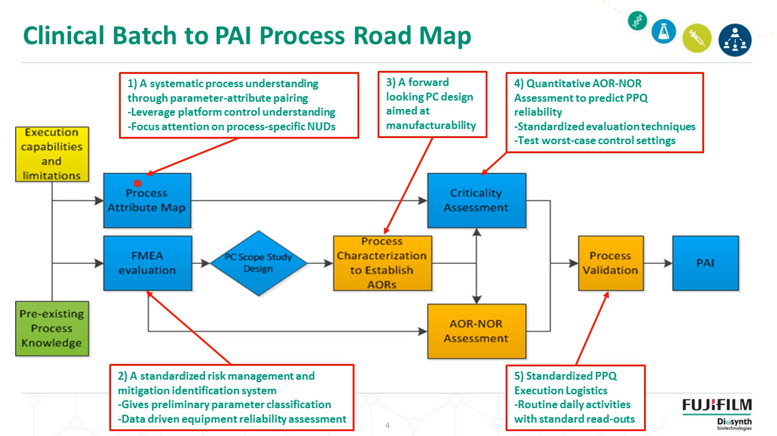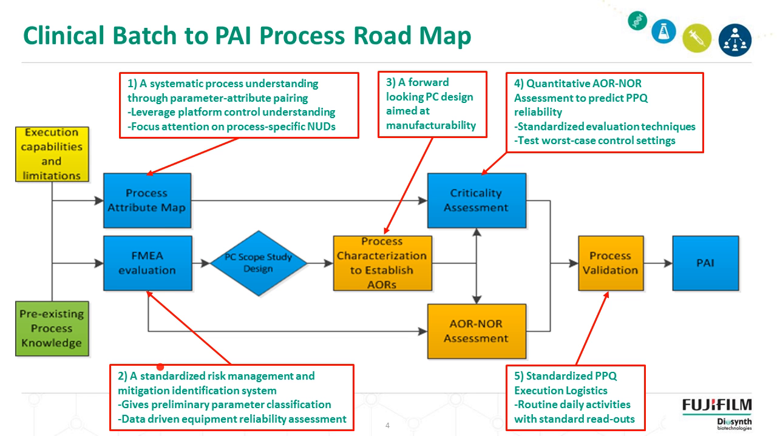I'll talk a little bit about each of the tools that we use and talk about the timeline from left to right. The first tools that we work on are actually done in parallel. It's both the process attribute map, which is intended to be a systematic process understanding, a way to drive consensus around control, as well as to identify what we call the NUDs, the new, unique, and difficult elements for each molecule that make it special.